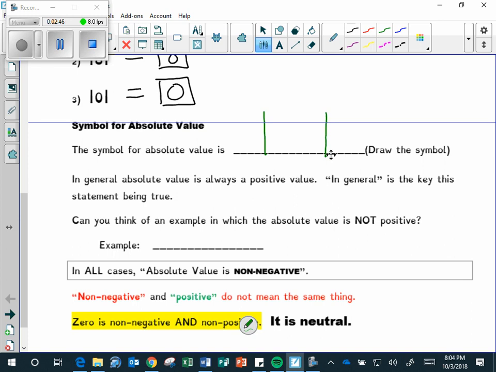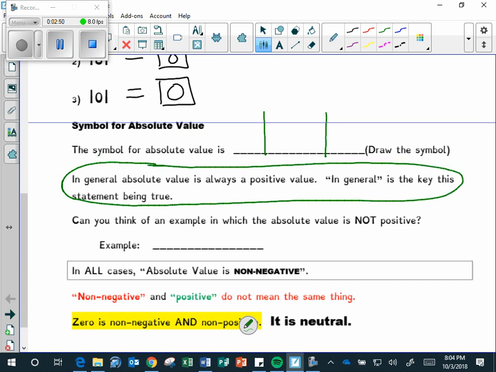So this statement I put right here is important. It says, in general, absolute value is always positive. We said it was a distance, and distance cannot be negative. But just because something cannot be negative does not mean that it is necessarily positive. So I put, can you think of an example in which the absolute value is not positive?